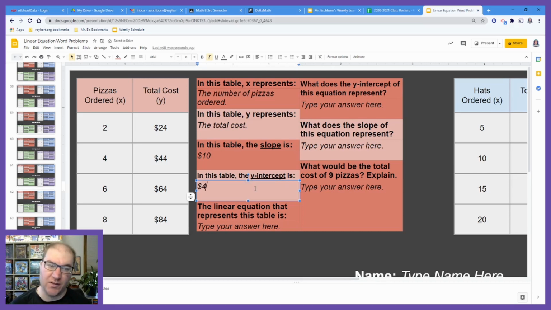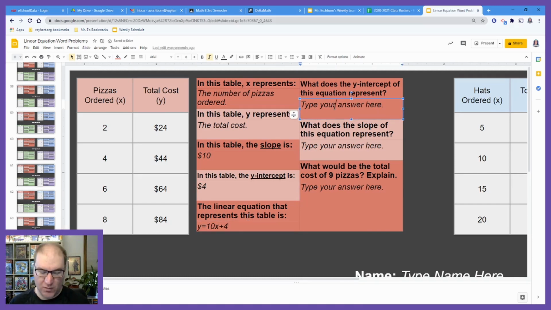Let's check that with some other rows. Let's look at the second row. 4 times 10 is 40. 4 pizzas should cost $40, but because of that $4 Y-intercept, it actually costs 44. So the equation for this table is Y equals 10x plus 4.